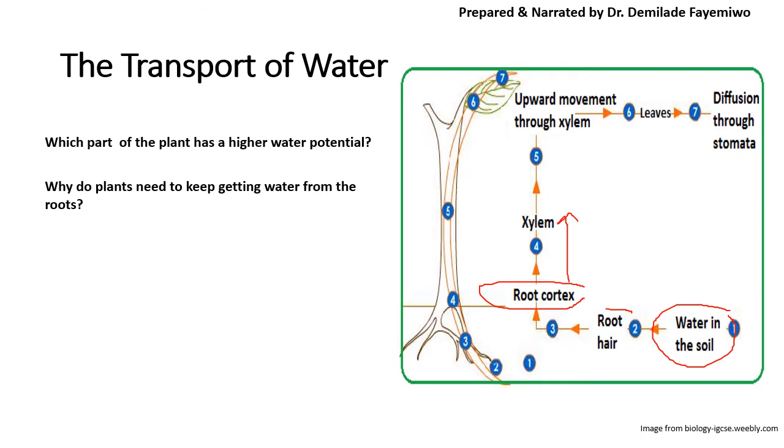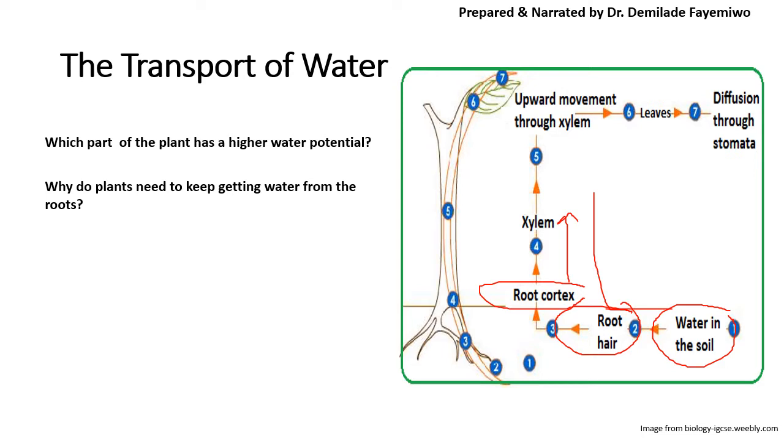What this simply means is that the water in the soil has the highest water potential at that point in time, and the root hair will always have the higher water potential. Because of that, water moves in this direction, from the soil to the root hair, into the xylem and to other parts of the plant.